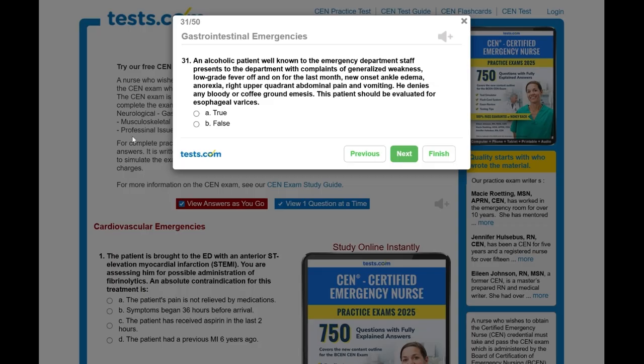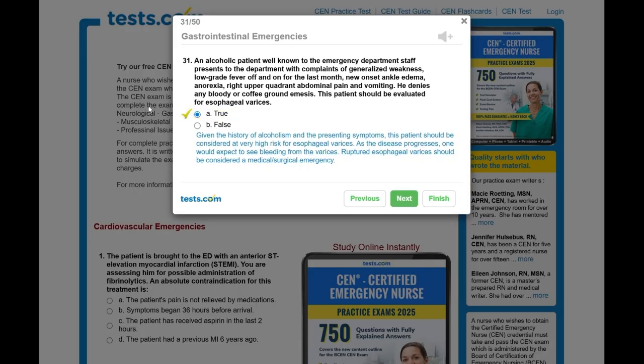Question 31. An alcoholic patient well known to the emergency department staff presents to the department with complaints of generalized weakness, low-grade fever off and on for the last month, new onset ankle edema, anorexia, right upper quadrant abdominal pain, and vomiting. He denies any bloody or coffee ground emesis. This patient should be evaluated for esophageal varices. A. True. B. False.